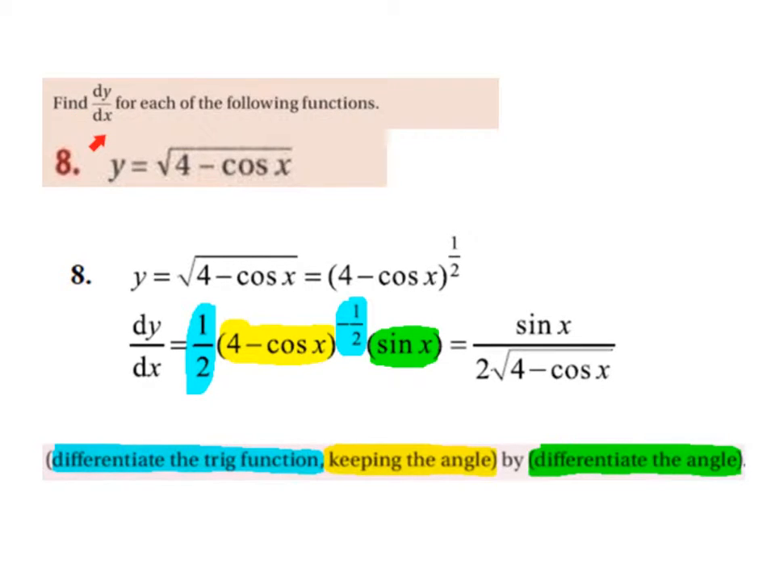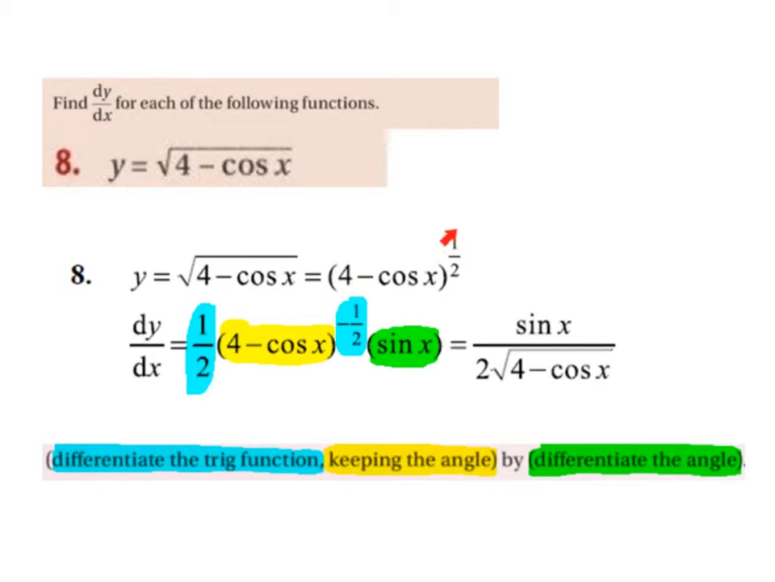Find dy/dx, the derivative, for each of the following functions. y equals the square root of 4 minus cos x. Well, the first thing we have to do is rewrite y equals the square root of 4 minus cos x as y equals (4 minus cos x) to the power of a half.